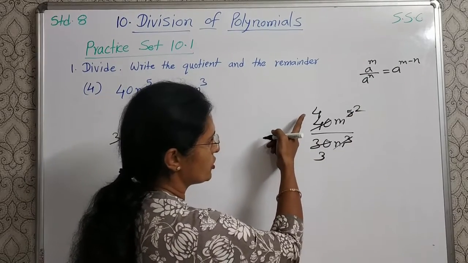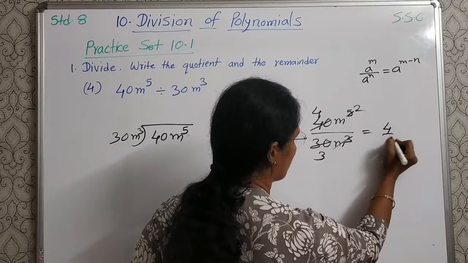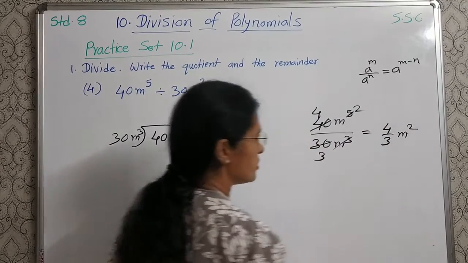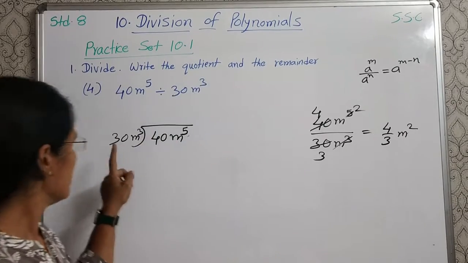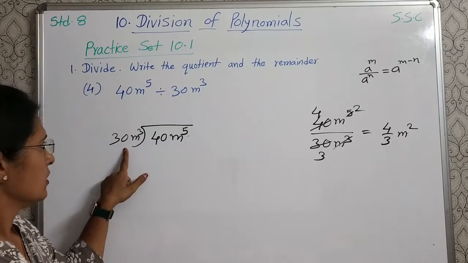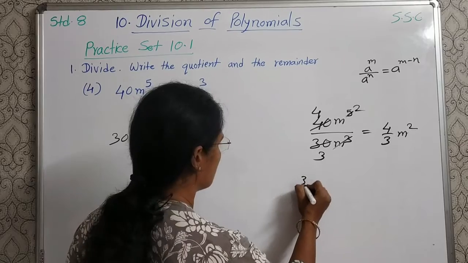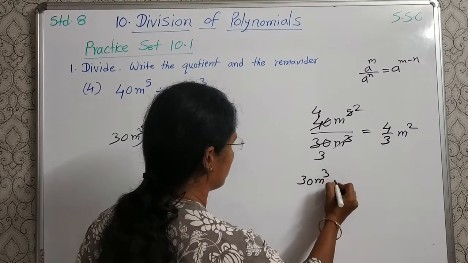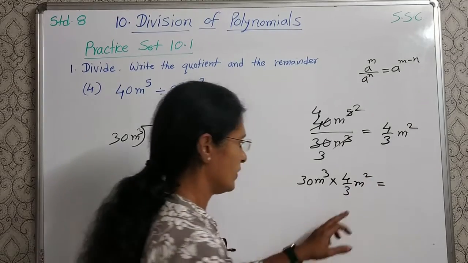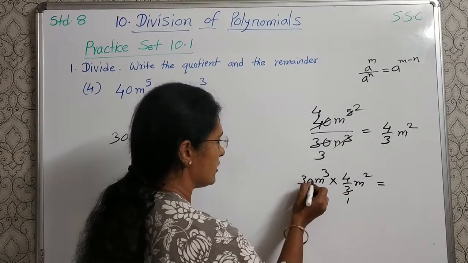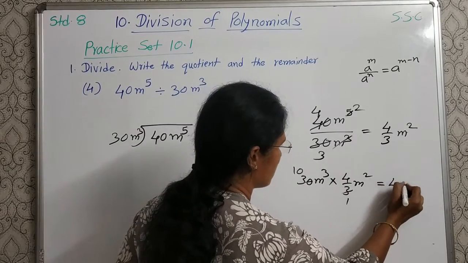So what is the quotient? 4 by 3 m square. It means when you multiply this 4 by 3 m square with this divisor, you will get 40m raised to 5. Let us see. 30m cube multiplied by 4 by 3 m square. Now see, 3 ones are 3, 3 tens are 30. Now 10 into 4 is 40.